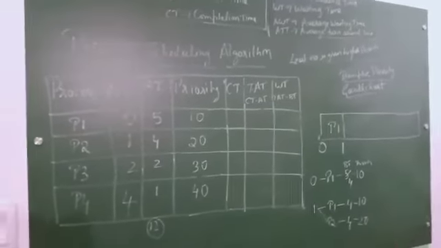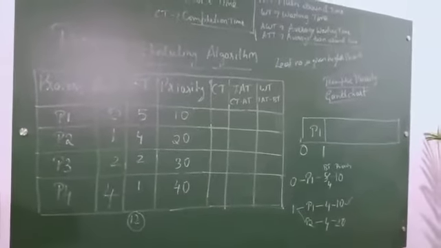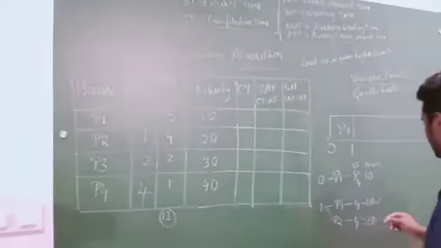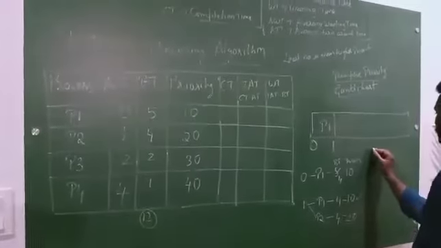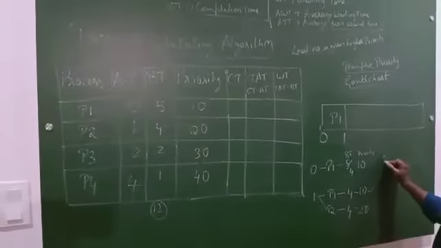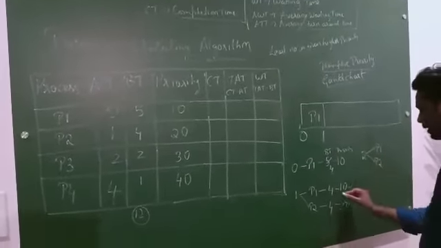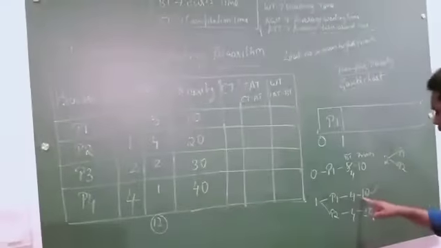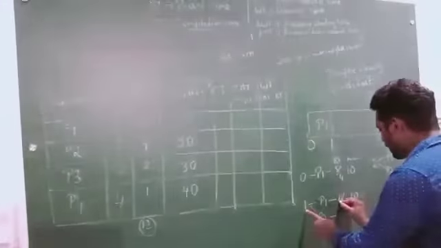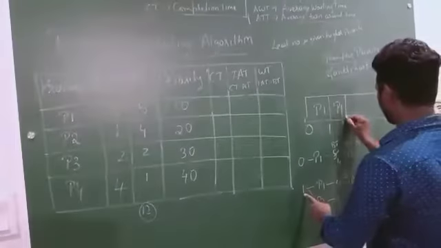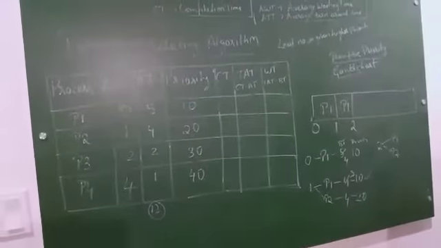Among these, which has more priority? P1 itself, 10. To make it 2 seconds, which processes can execute? P1, P2. If I am going to execute until 2 seconds, it has to execute 1 second. So remaining is 3. So P1 again until 2 seconds it is going to execute.